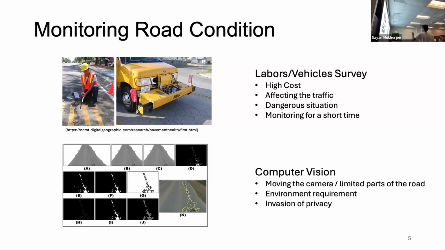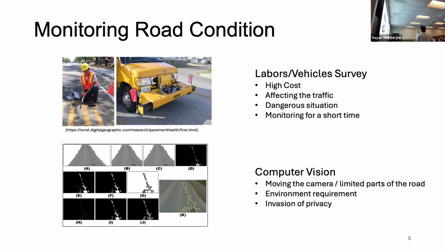The other method is computer vision. We take some photos of the road, and then do recognition to gather road condition information. However, you have to move the cameras to get the whole road information. Otherwise, you just get a partial view of the road. This method also has higher environmental requirements, like light intensity. Also, if we use cameras, we invade privacy.